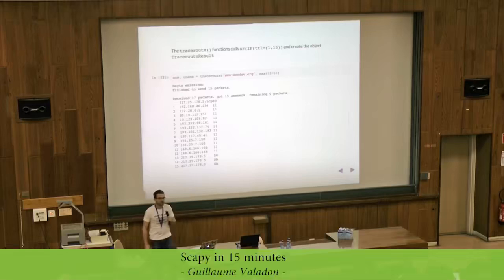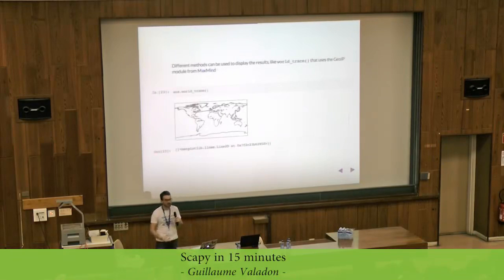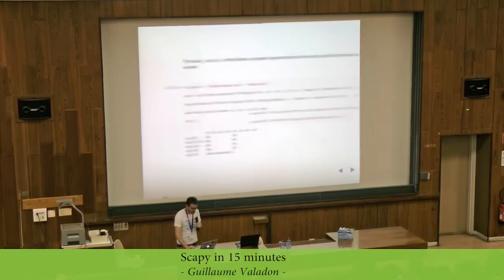Traceroute, that's a function embedded in Scapy. Here I will use it to do a traceroute to secdev.org. And the traceroute function gives you back a traceroute object, and the traceroute object has many methods, like world trace. And in this example, it will show the different routers and their location on the globe from my laptop to the destination. So in this case, it's going to the US. I don't know why.